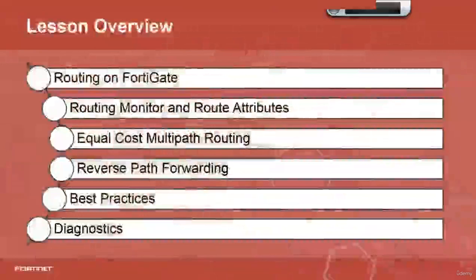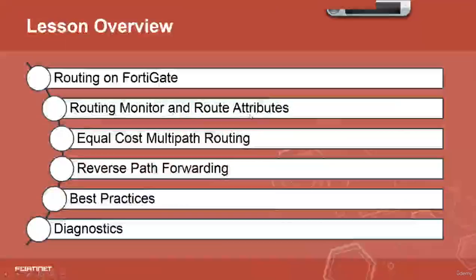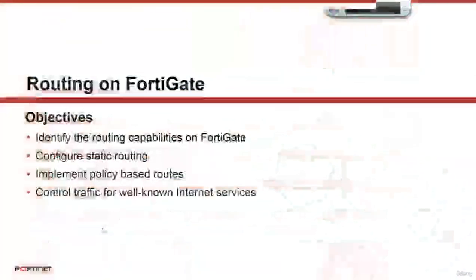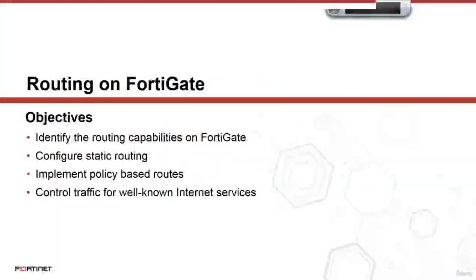We will see in this lesson routing on FortiGate, routing monitor and route attributes, equal cost multipath routing, reverse path forwarding, best practices, and diagnostics. We will see the objectives: identify the routing capabilities on FortiGate, configure static routing, implement policy-based routes, and control traffic for well-known internet services.